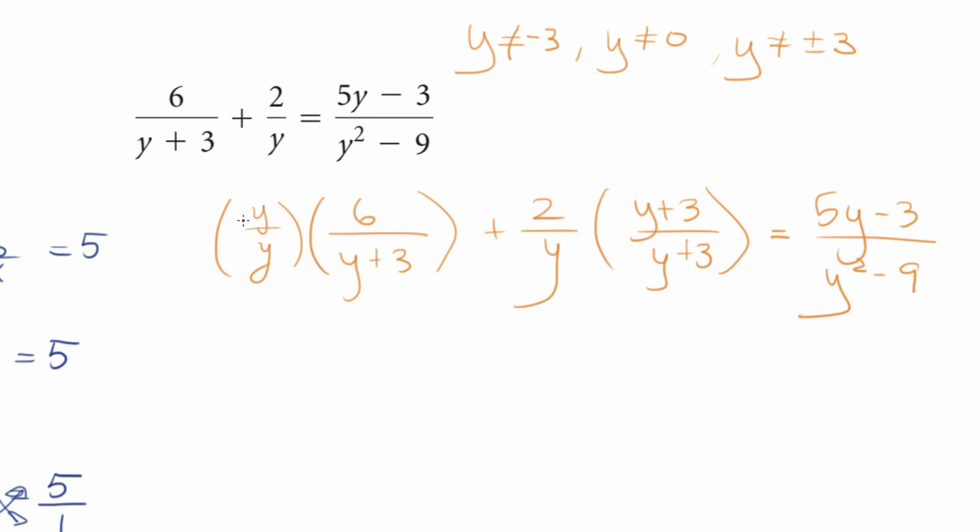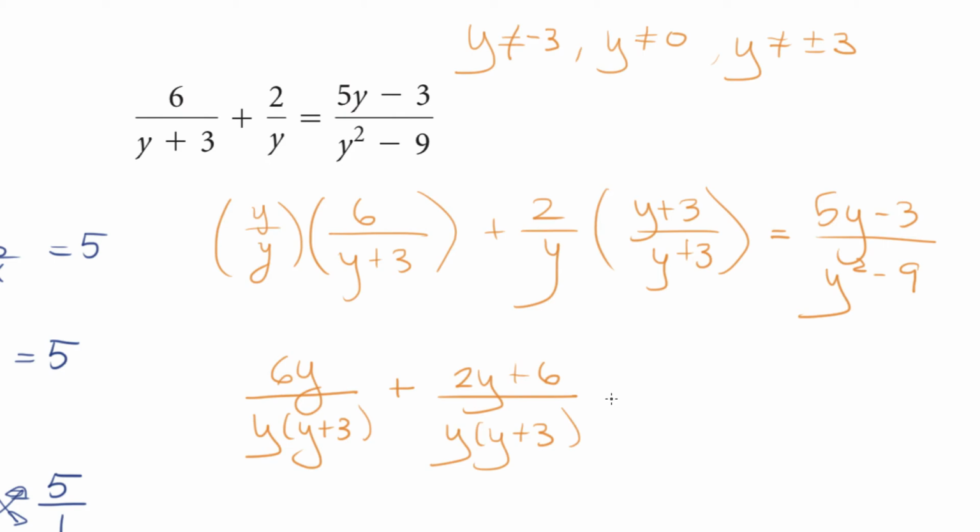Now we continue. So how do we multiply fractions? Across. So 6y, I'm going to leave it as y times y plus 3, and you'll see why. Plus 2 times y plus 3. Remember, when you have a sum and there's a multiplication outside, you still have to distribute. So this is going to be 2y plus 6 over y times y plus 3. And again, I'm going to leave the right side by itself.